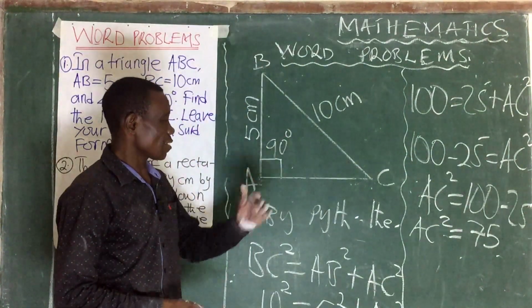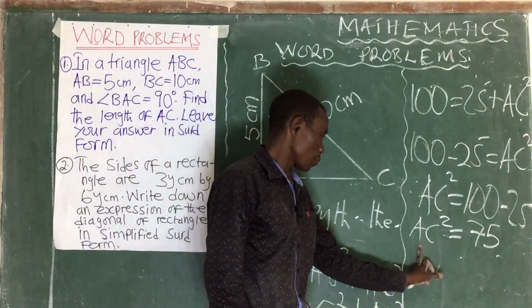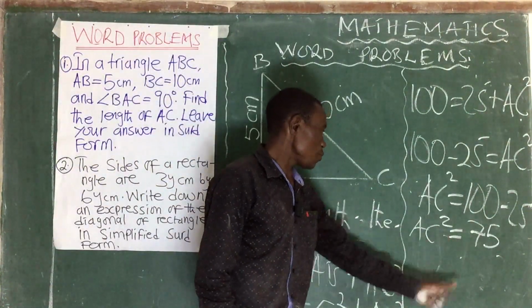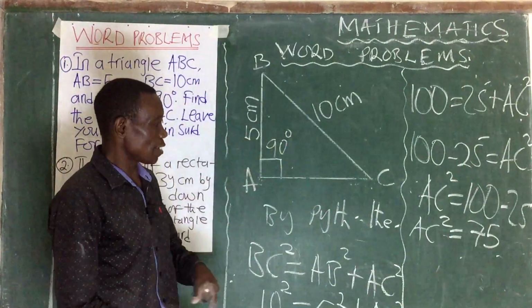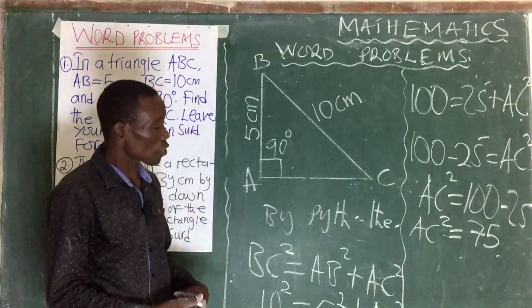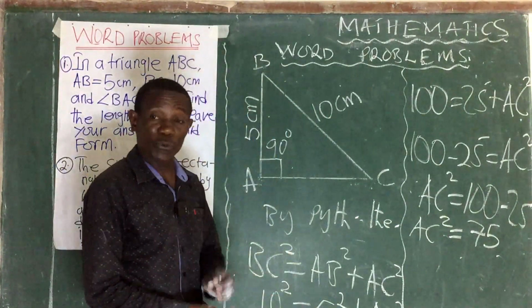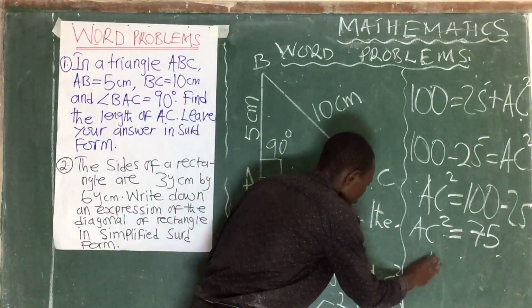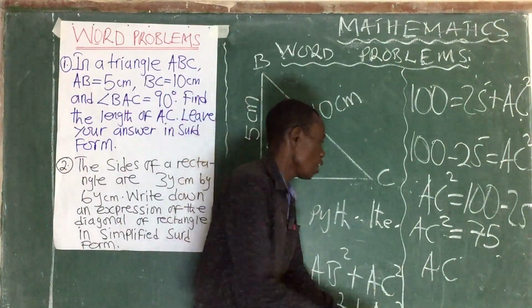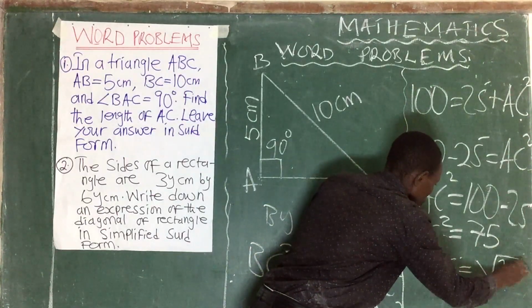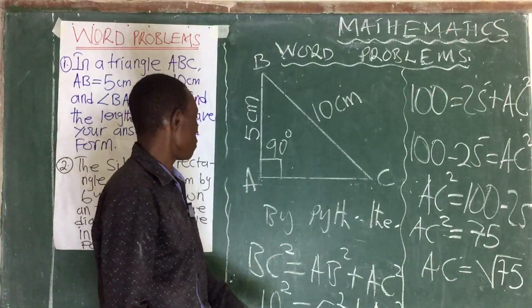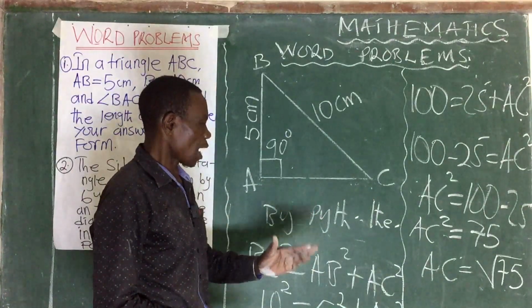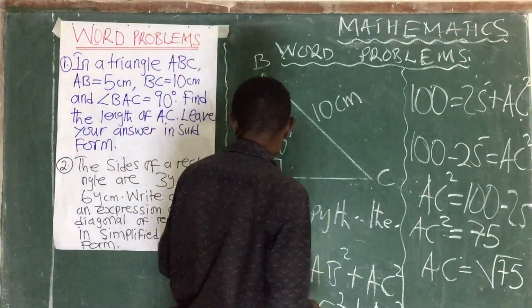When you reach that stage, you may be interested to find AC, but AC squared is 75. But what you want is AC. So what do you do here? You have to eliminate the power, which is the 2 there, and isolate the AC, so that AC is alone. To get rid of this 2 here, you just have to take the square root on both sides. So when we take the square root on both sides, we'll have our AC here. The square root of AC squared is AC, and the square root of this one is the square root of 75. So it means the side AC is the square root of 75.